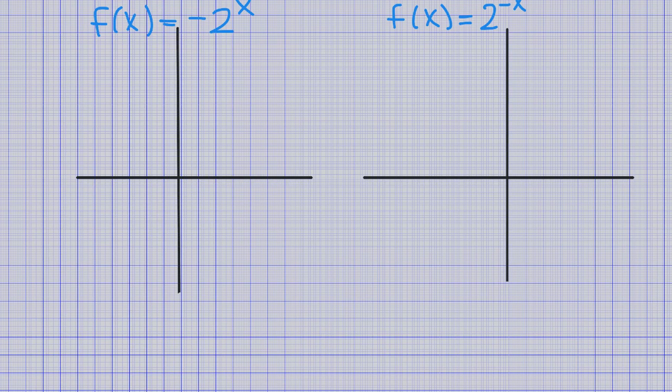For this page, we will be looking at reflections. So we want to pay attention to where the negative sign is. This one is on the outside of the function, so we're reflecting over the x-axis, so it'll look upside down. And this one, the negative is inside the function, so it'll flip over the y-axis, and so it will look like it flipped from side to side.